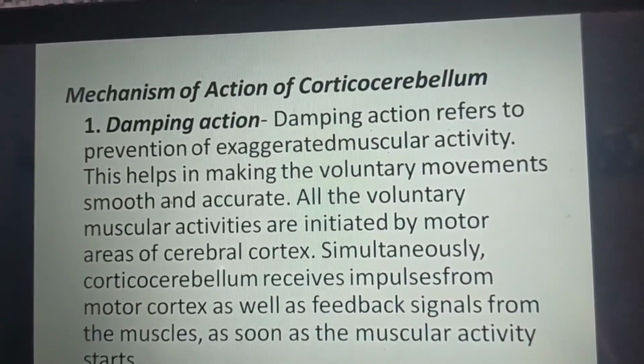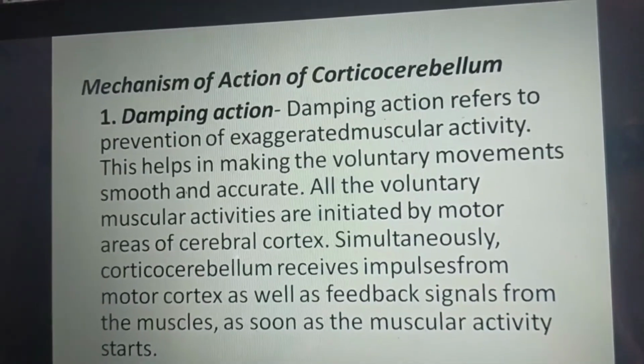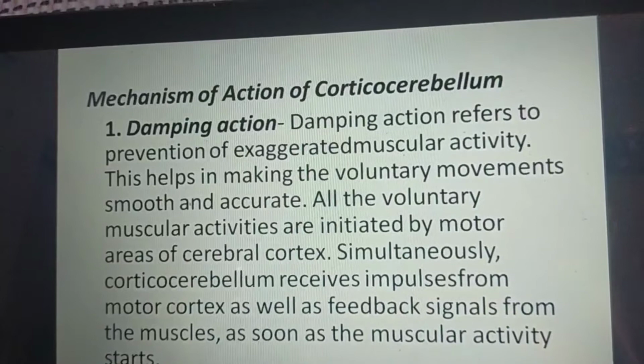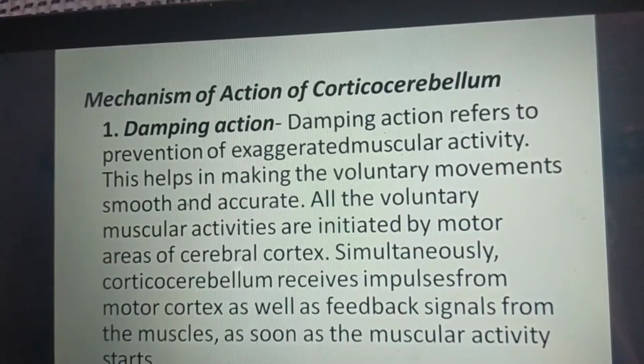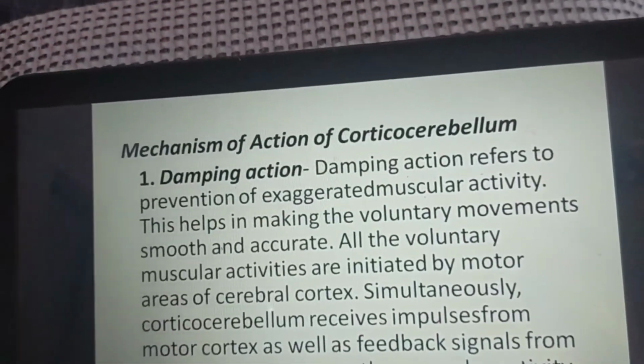Mechanism of action of corticocerebellum. So there are 5 mechanisms. Moving forward to first, which is damping action.